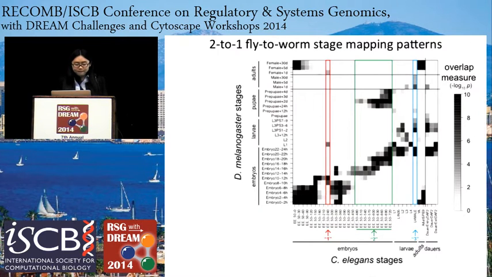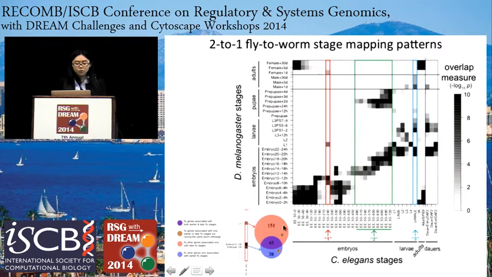And to better investigate why we have this kind of 2-to-1 fly-to-worm stage mapping pattern, we pick 3 stripes here. For every stripe, we investigated what genes are involved. So first, we look at the red stripe. In this stripe, we divided the genes into different categories: the genes only associated with the later fly stage, the earlier fly stage, the genes in common, and which genes are different in fly but have a common ortholog in worm. So we have 4 categories.